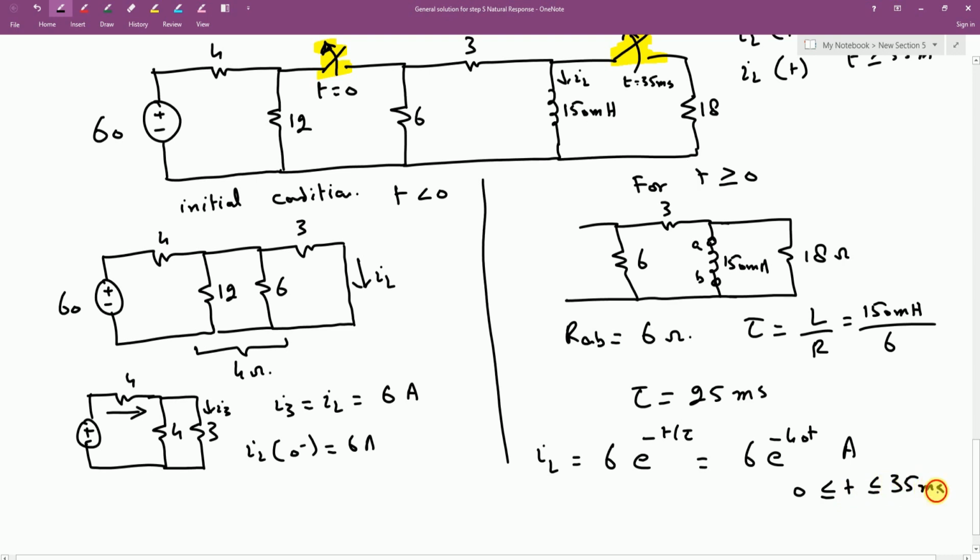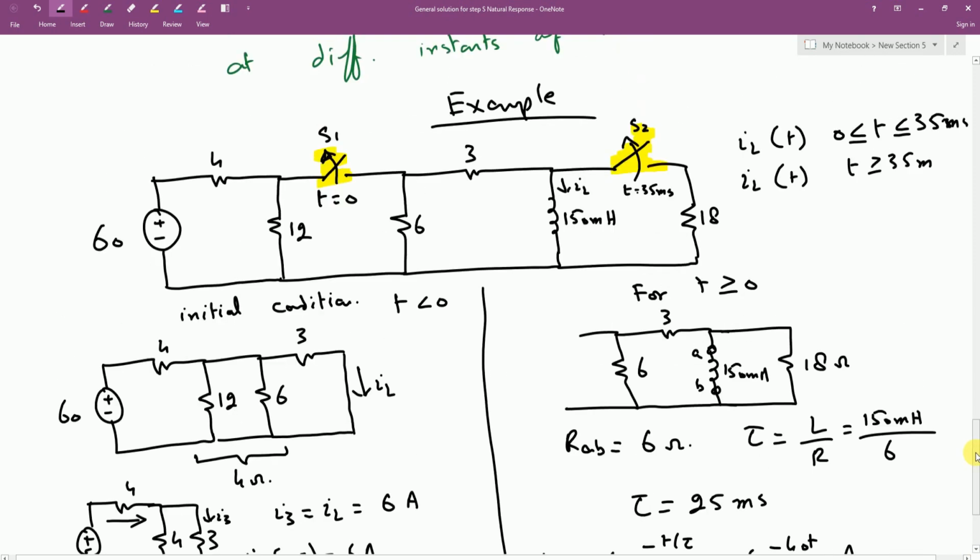This holds true for time 0 less than t less than or equal to 35 millisecond. Because we have another switching at 35 millisecond, for the solution of the current greater than or equal to 35 millisecond, the initial condition will be the current flowing through this inductance at exactly 35 millisecond. Previously the inductor current was the current flowing prior to the switch at time t equal to 0. But for this particular switch S2, the initial current shall be the current flowing through this inductance at time t equal to 35 millisecond.